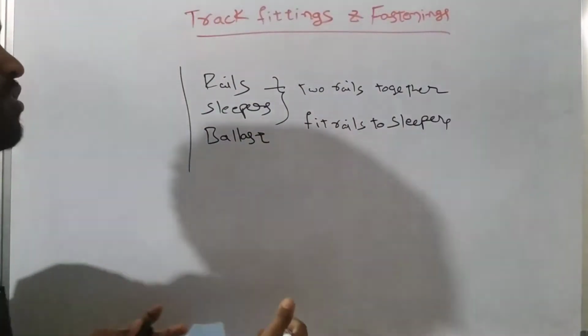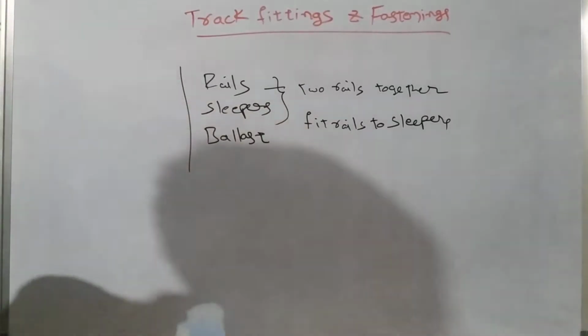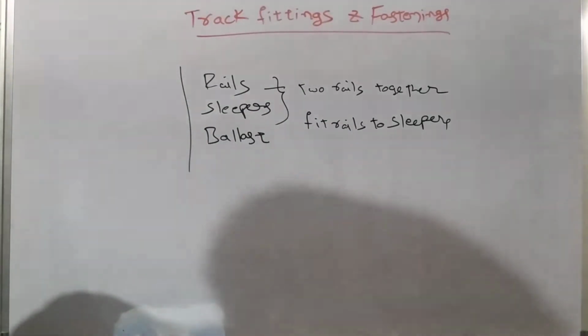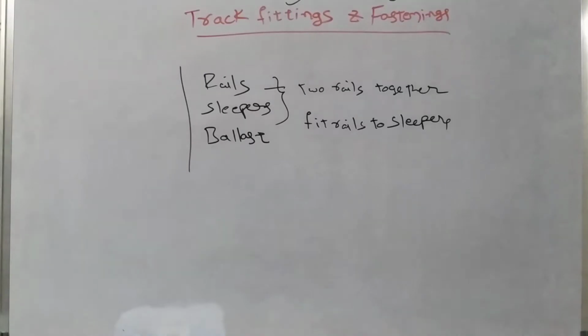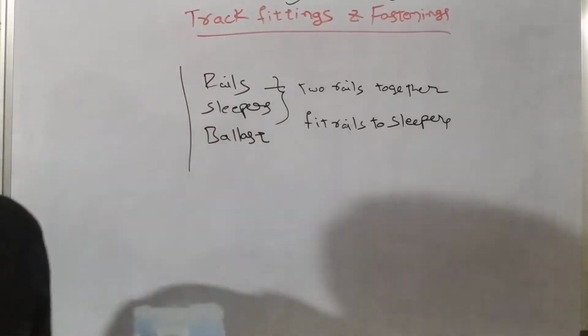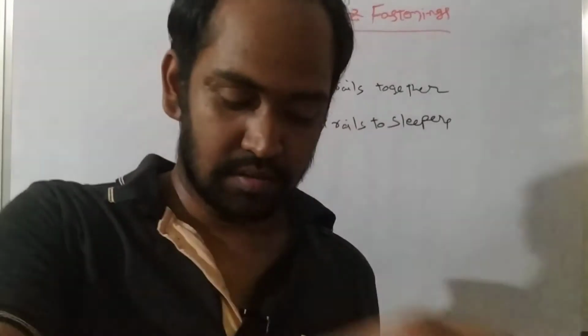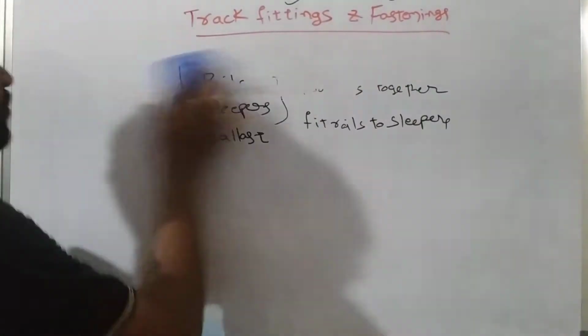to fit two rails together in a railway track or to fit rails to the sleepers properly. They are called track fittings and fastenings. Understand or no? So basically there will be different types of track fittings and fastenings. In this session we are going to discuss the different types of bolts, spikes, chairs, and some other means we can use for this purpose, like fitting rails together or fitting rails to sleepers.